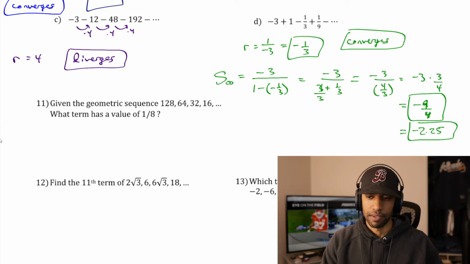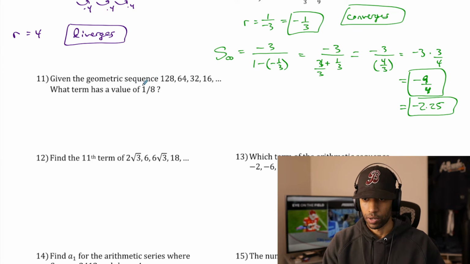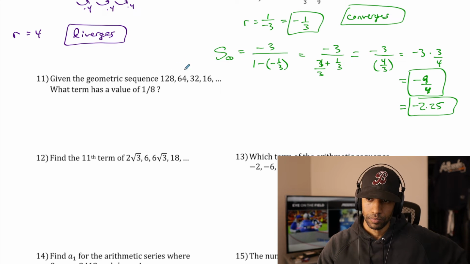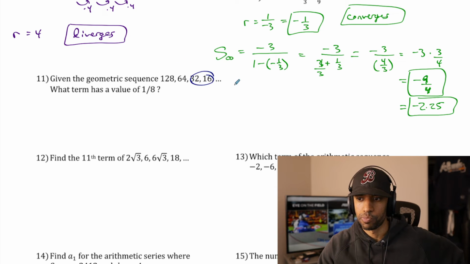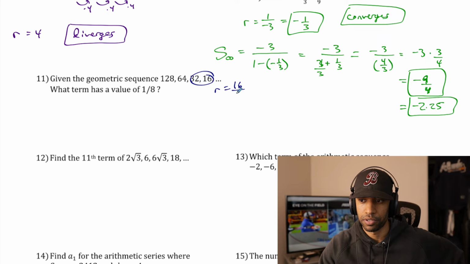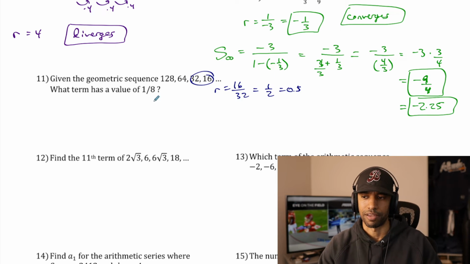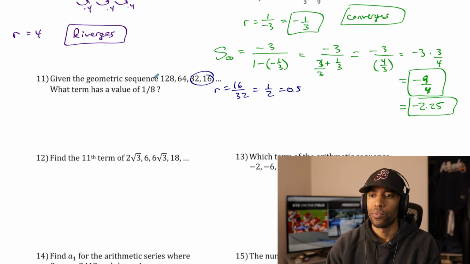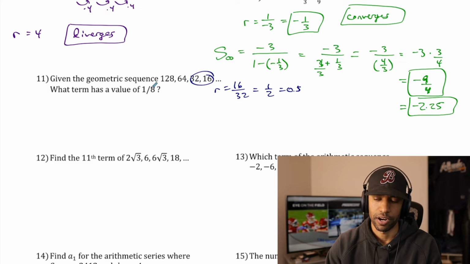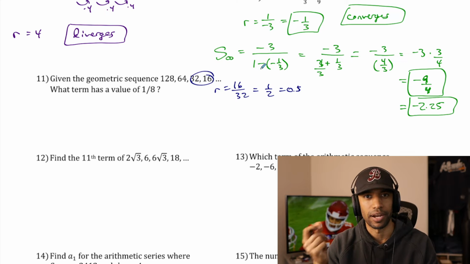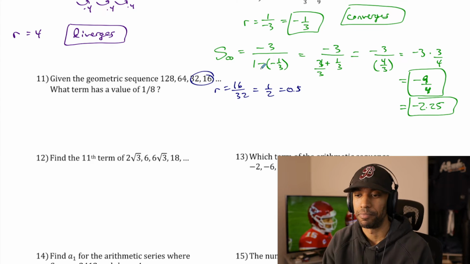Number 11. Given the geometric sequence here, what term has a value of 1/8? With this one, pick the two smallest numbers if you're uncertain. 16 over 32, that's 1/2 or 0.5. I'll use the 1/2 here. So what we have is a sequence, not a series. We're trying to figure out which one has that value of 1/8. You take half over and over. Maybe you could just keep multiplying by 1/2 to figure it out.